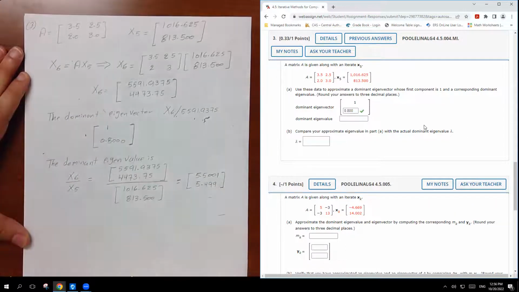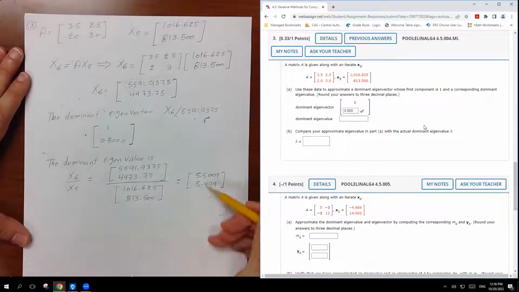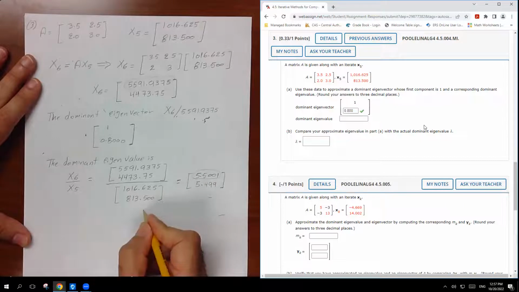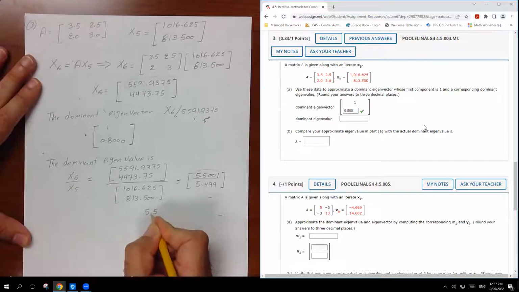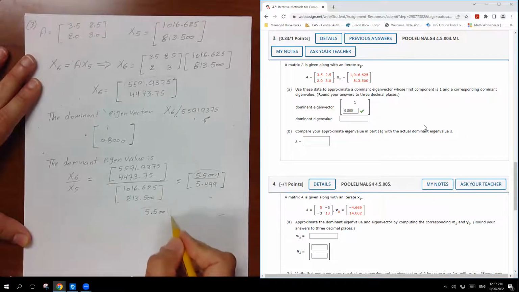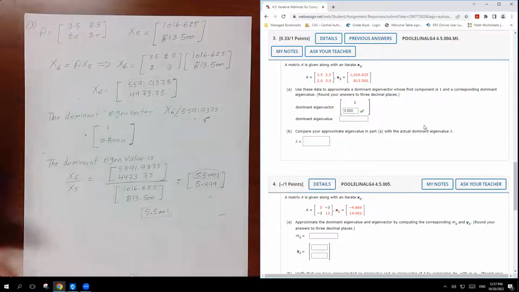Let's check this one. That means our eigenvalue is between 5.5 and 5.4. Let's say this is 499, which is almost 5.5. So the dominant eigenvalue is going to be 5.5001, but the exact eigenvalue is going to be 5.5. Let's check here. For example 3, I'm going to say here is 5.501.